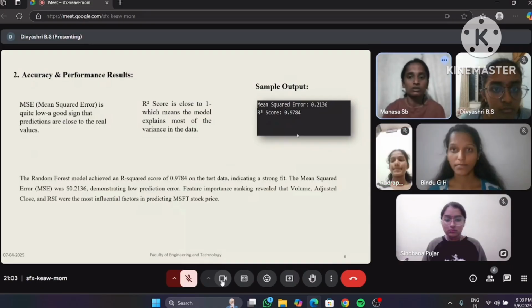Next, R squared score. The R squared score, also known as the coefficient of determination, is another crucial metric that evaluates how well the model captures the variability in the dataset.